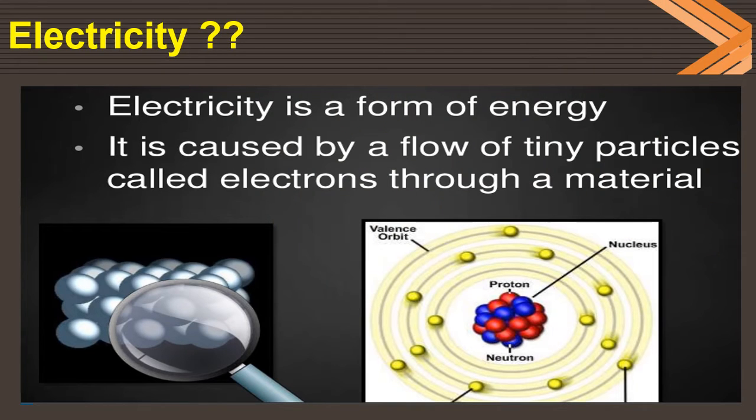What is meant by electricity? This is the first word that comes to our mind while we are talking about circuits. So electricity is a form of energy which is caused by the flow of tiny particles called electrons through a material. Already we are aware of this definition of electricity, and you can observe with the figure how the protons and electrons are there, how the electrons are traveling, moving on the orbits.